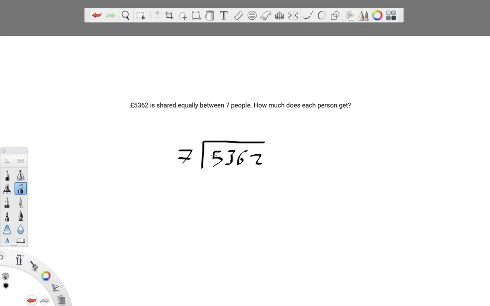So 7 into 5 0 times, so carry the 5 over, so 7 into 53, well 7 times 7 is 49, so that's 7, remainder 4. 7 into 46, well 6 times 7 is 42, so there's a remainder of 4, and then again 7 into 42 is 6. So each person gets £766.